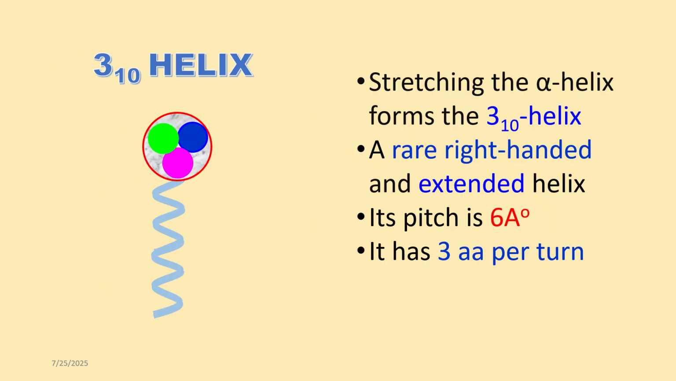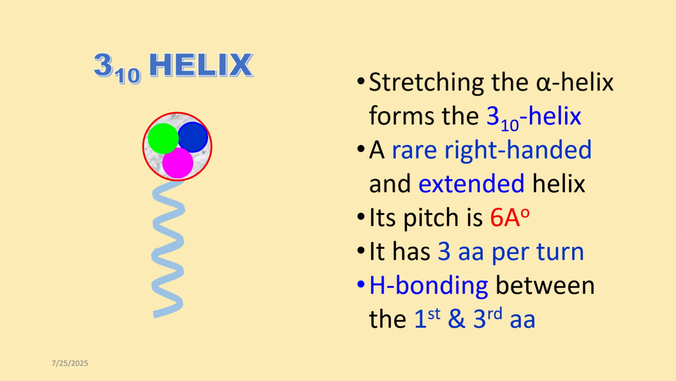There are two more right-handed helices which are rare. I would like to discuss them one by one. The first one is 3-10 helix. This is called 3-10 helix because per turn there are 3 amino acids and 10 atoms. It is like if you stretch alpha helix, it will give you a structure similar to 3-10. It is a rare right-handed helix, extended form of the helix because the pitch is 6 angstrom, and it has 3 amino acids per turn, in which the first amino acid is hydrogen bonded with the third one in the row.